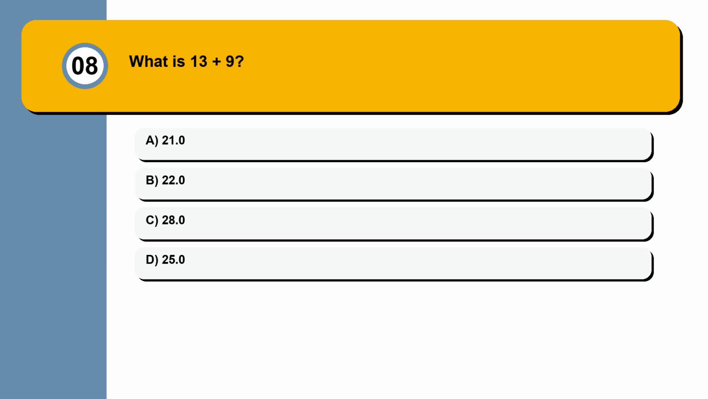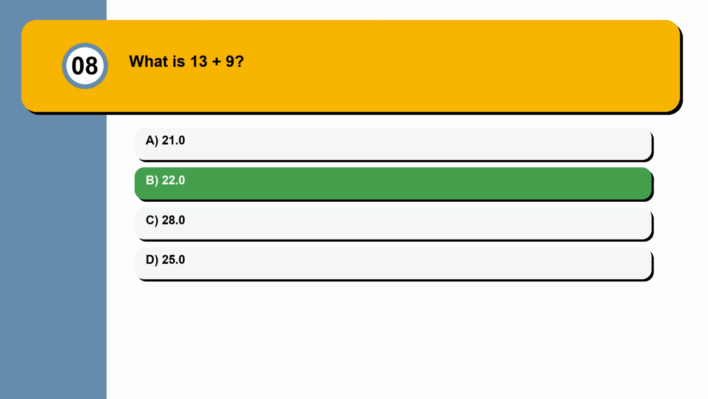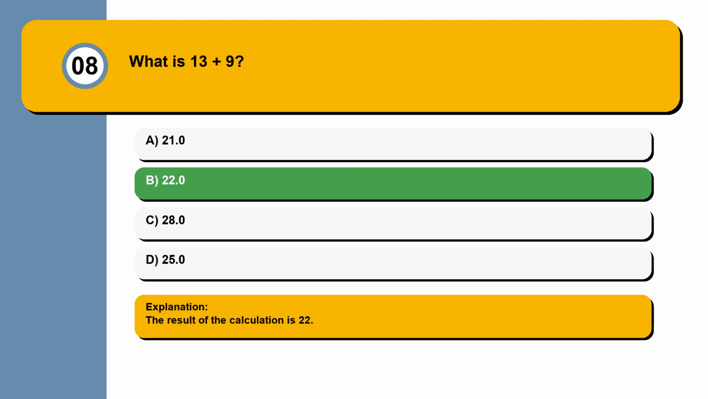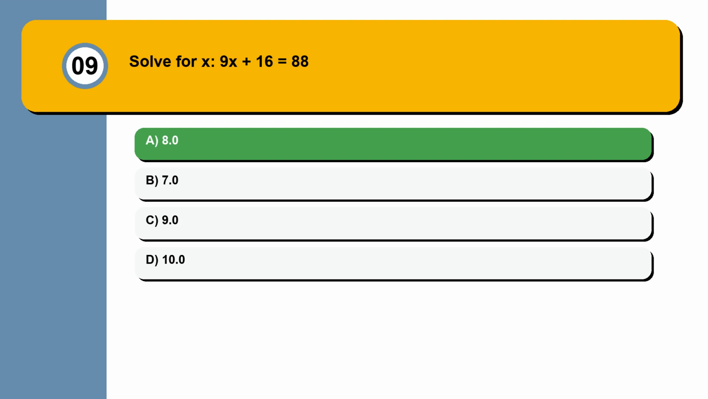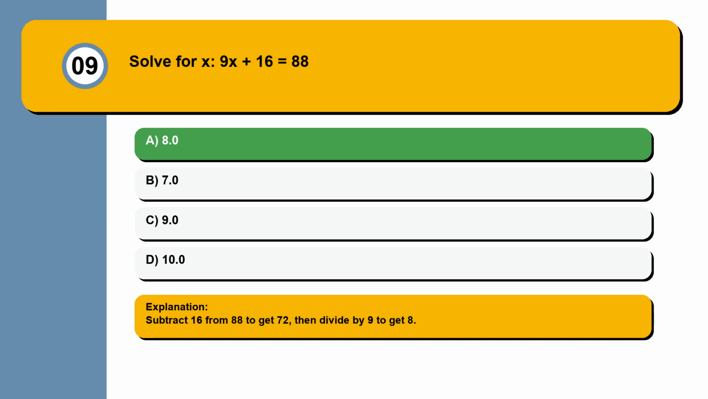Question 8. What is 13 plus 9? 21.0, 22.0, 28.0, 25.0. The result of the calculation is 22. Question 9. Solve for x. 9x plus 16 equals 88. 8.0, 7.0, 9.0, 10.0. Subtract 16 from 88 to get 72, then divide by 9 to get 8.